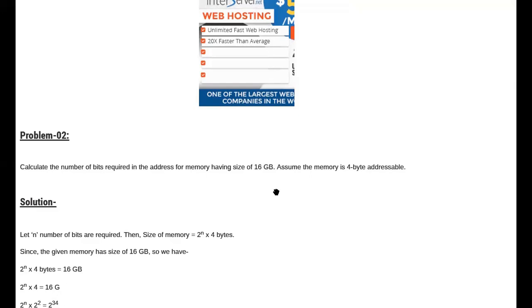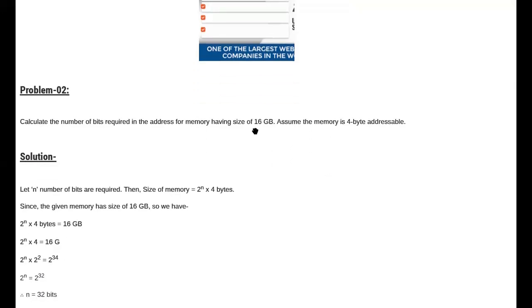Now let's check. Total size is 16 GB. So you can divide this by the 4 bytes. So you will get to know how many number of locations will be there. According to the total locations, you can raise 2 to a power, and the value you get as the power will be the answer.